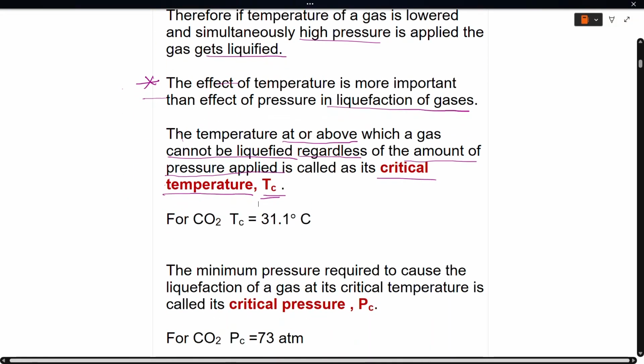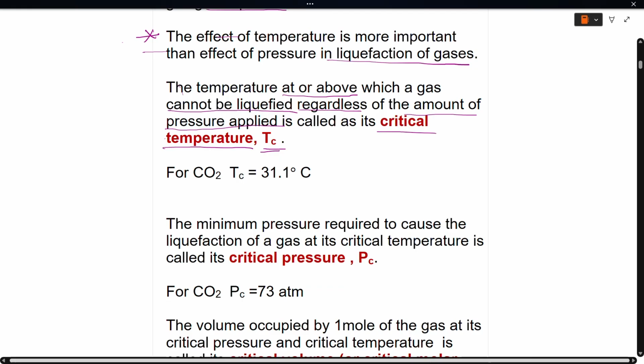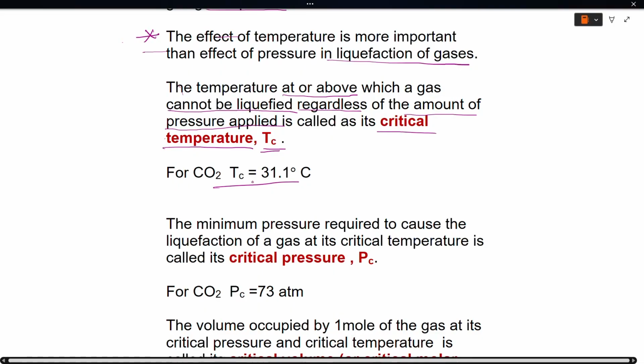It was done experimentally for carbon dioxide, and for carbon dioxide the critical temperature Tc is found to be 31.1 degrees Celsius. Next is the condition of pressure. Temperature is the most prominent factor, and that is the maximum temperature up to which you can liquefy a gas by applying pressure. At any temperature above that, it will never get liquefied.